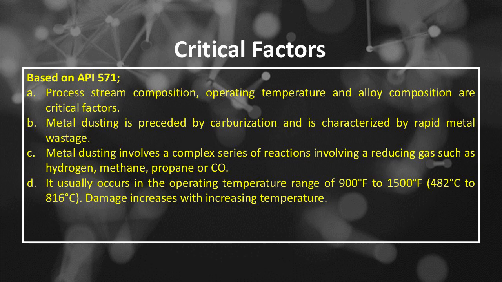Metal dusting. Metal dusting factors based on API 571: A. Process stream composition, operating temperature, and alloy composition are critical factors. B. Metal dusting is preceded by carburization and is characterized by rapid metal wastage. C. Metal dusting involves a complex series of reactions involving a reducing gas such as hydrogen, methane, propane, or CO. D. It usually occurs in the operating temperature range of 900 degrees Fahrenheit to 1500 degrees Fahrenheit, or 482 degrees Celsius to 816 degrees Celsius. Damage increases with increasing temperature.